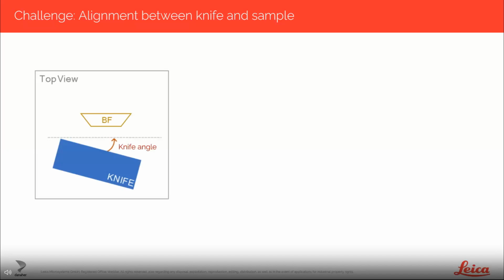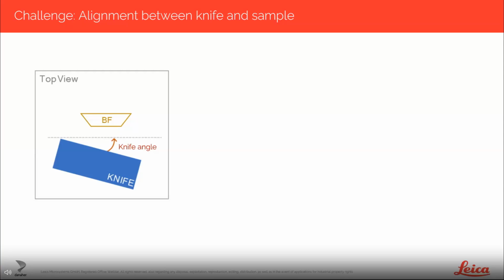Now, of course, after the trimming, the sectioning follows, and for the sectioning, the alignment between knife and our perfect block face now is crucial. And the first critical step is to set the knife angle correctly parallel to the block face. Here in this top view, you can see that the knife needs to be rotated towards the block face, that it's parallel to the block face. And if this is not the case, the knife or the sample can be damaged.